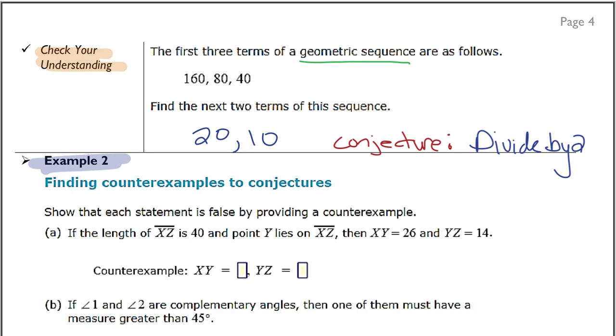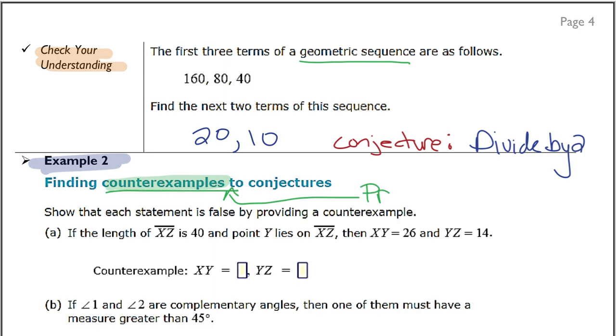So the next thing, or the last thing, is something called a counterexample. And this is what I want you to highlight in green, counterexample. And I didn't give a definition here, but what we are going to do is write down this definition right here. So a counterexample is going to prove a conjecture is false.